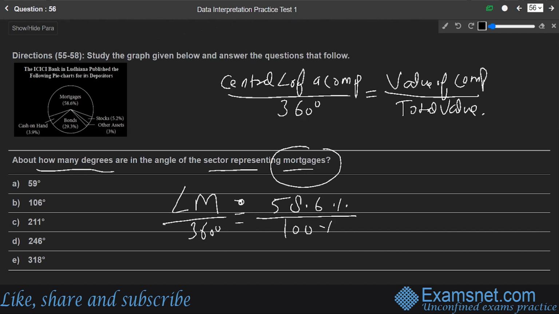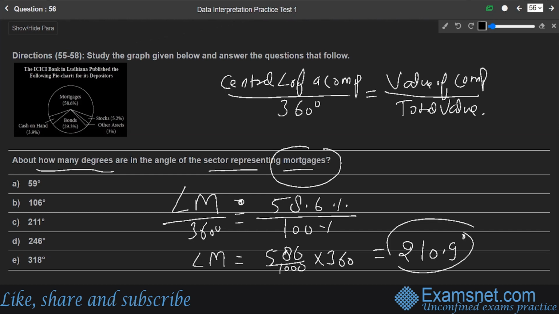If we solve this further, the angle M comes out to be 586 divided by 1000 into 360. If we solve it, it comes out to be precisely 210.9 degrees, which is very close to 211. So the right answer is 211 degrees. That becomes the right answer.